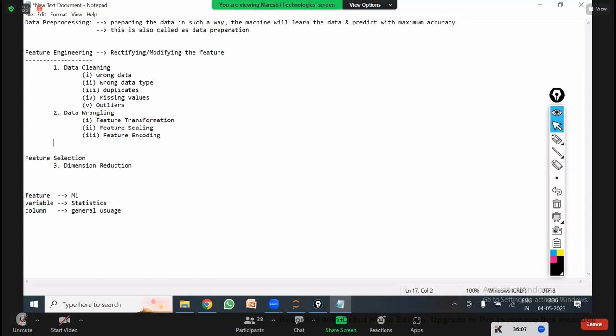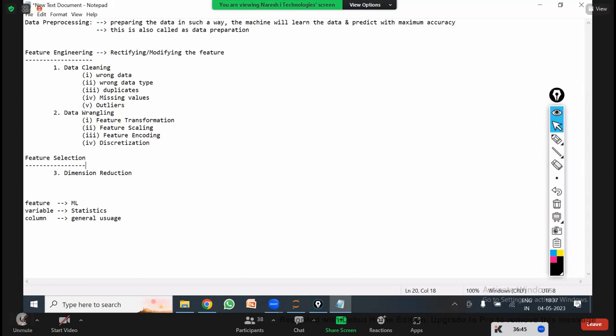Next, the last one, the fourth one, is called discretization. So these all come under feature engineering techniques. Data cleaning and data wrangling combination is called feature engineering. Now, next one is feature selection. What is meant by feature selection? Identifying the important features and identifying the unimportant features. Identifying the important features and keeping them in the data set, identifying the unimportant features and removing them from the data set.